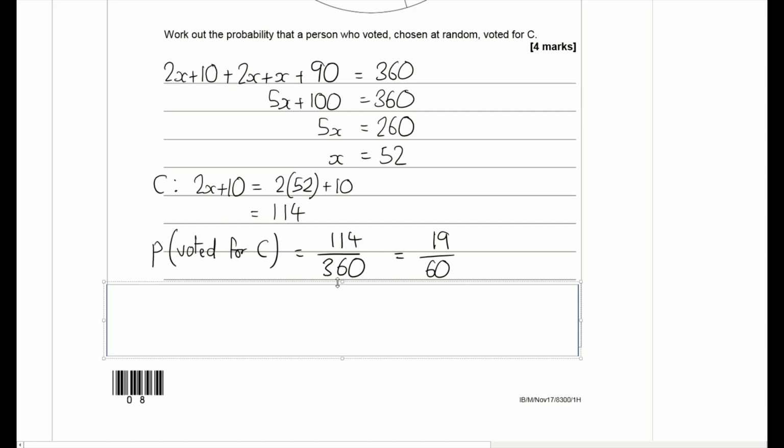Now, that technically is acceptable as an answer, but 114 and 360 both have 6 as a factor, so 19 out of 60 could also be written down if you wanted to fully simplify it.